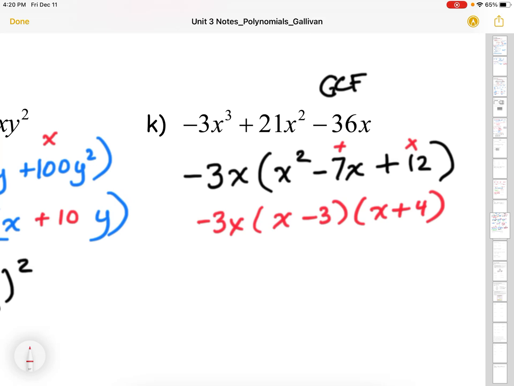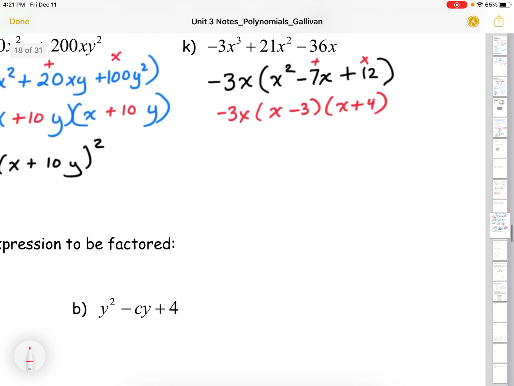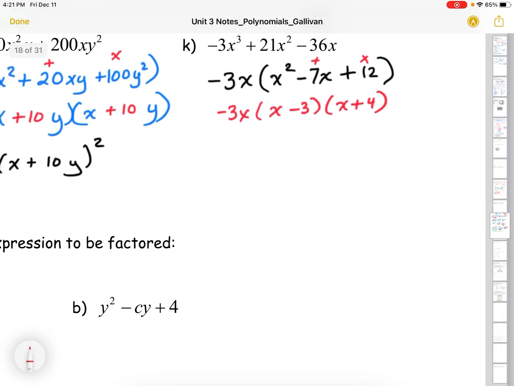And sometimes you try more different ones. I mean, you know, it's not always that first one that comes to mind. Sometimes you have to try a whole bunch of groups of factors to get there. And of course you can FOIL to check if that is right. Okay.